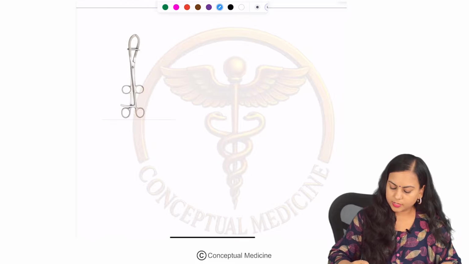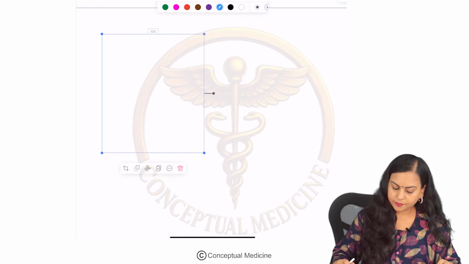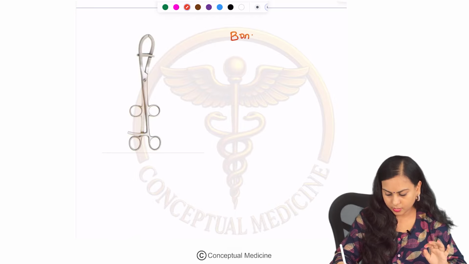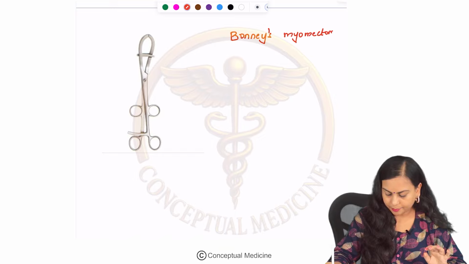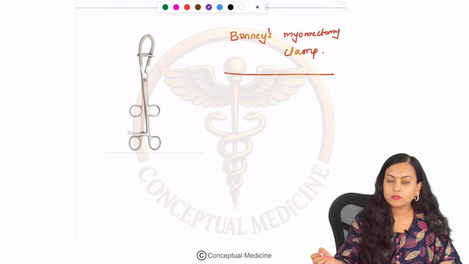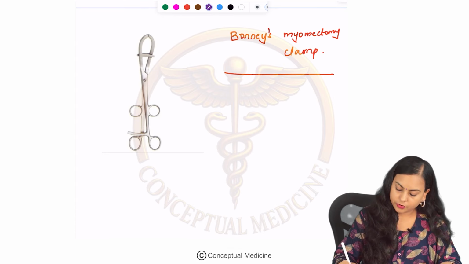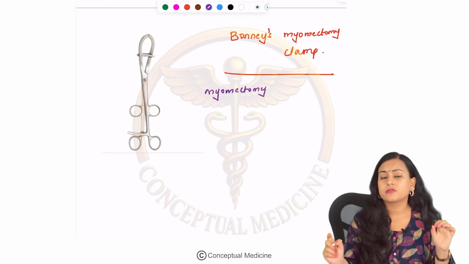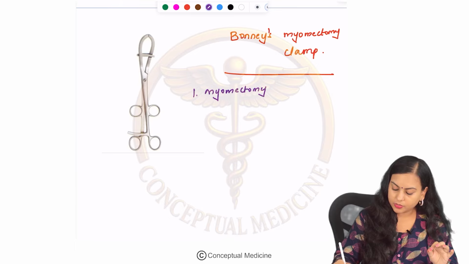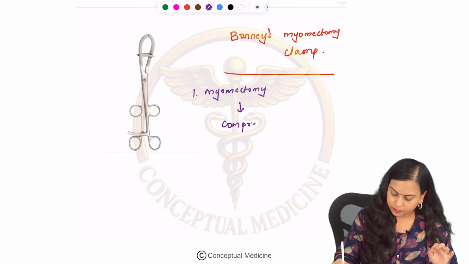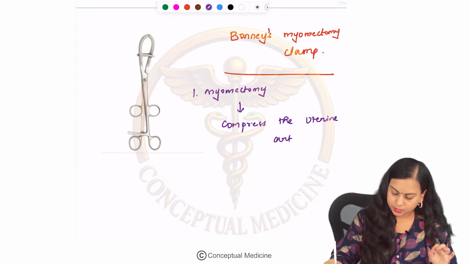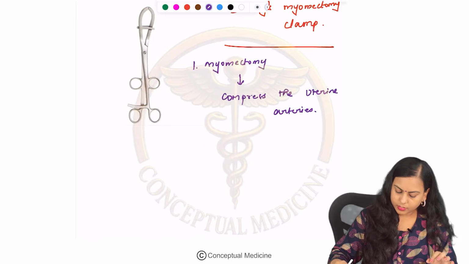Next one. So what is this instrument? This instrument is a Boney's myomectomy clamp, right? So this is a Boney's myomectomy clamp. This instrument is basically used in your myomectomy by compressing the uterine arteries temporarily. So it will compress the uterine arteries temporarily, right?